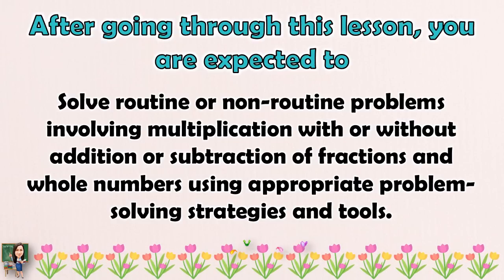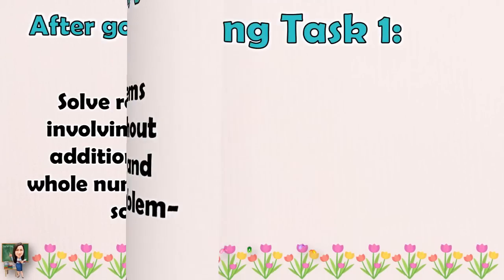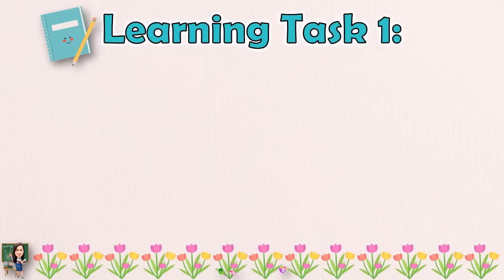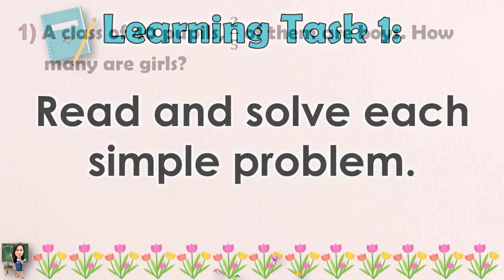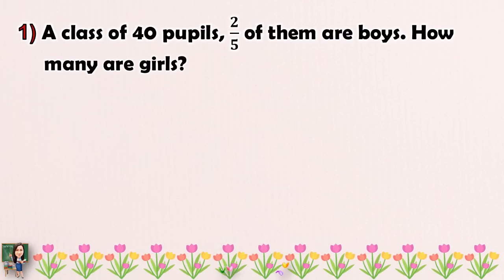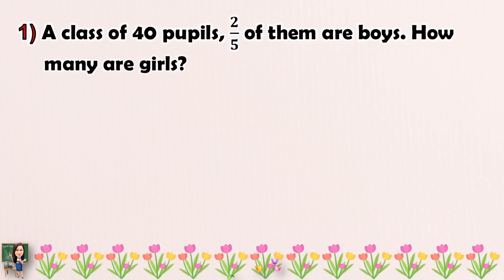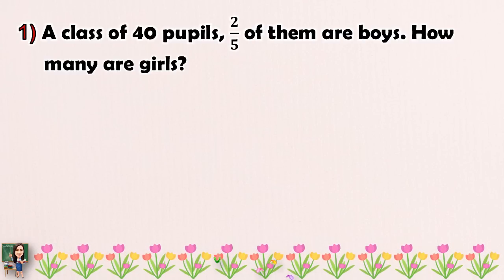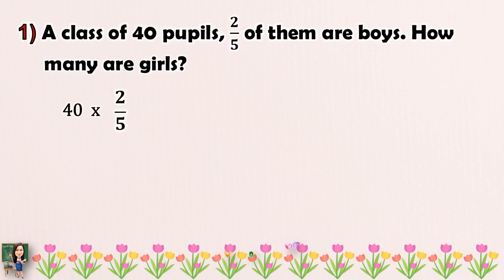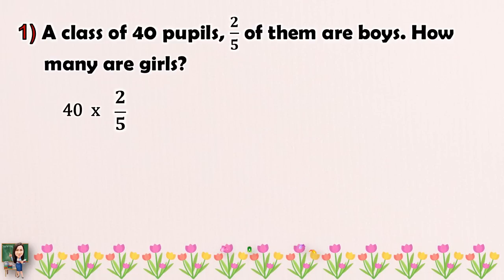Let's start our lesson by doing the following activities. Learning Task 1. Read and solve each simple problem. Number 1. A class of 40 pupils, 2/5 of them are boys. How many are girls? To get the number of boys, multiply 40 pupils times 2/5.